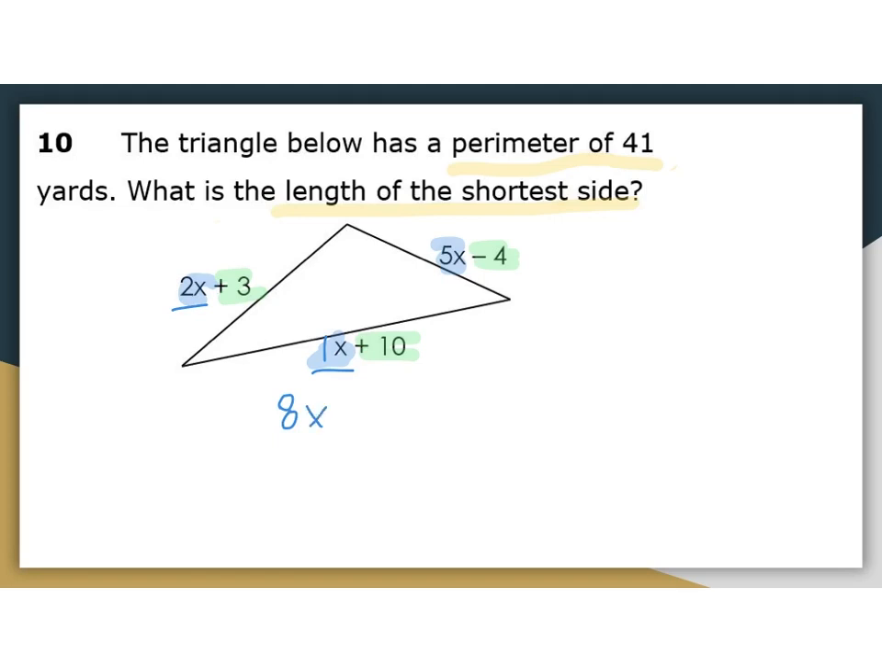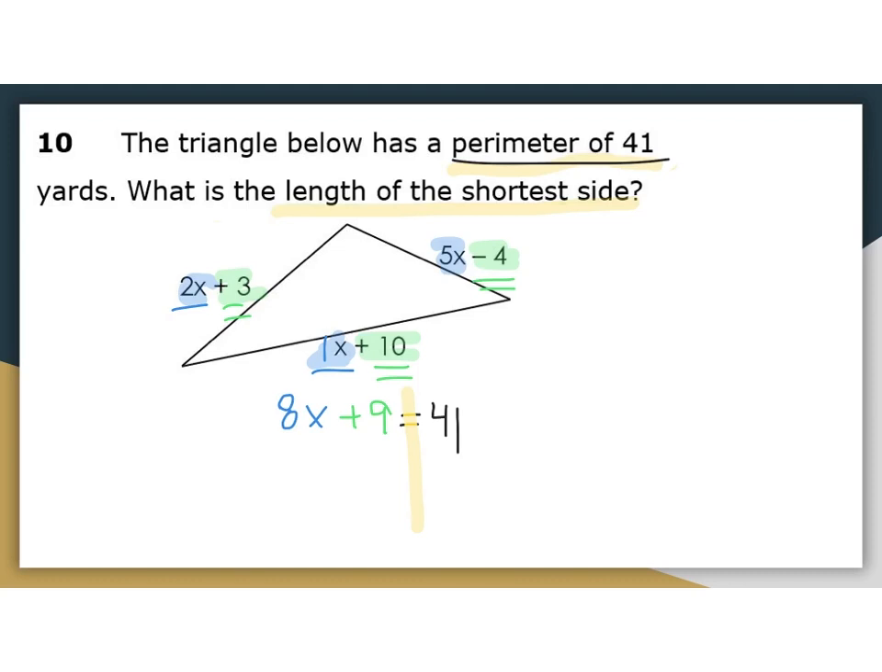Next, we have 3 plus 10, which is 13, minus 4 is 9. So this is going to be plus 9. And then it's going to be equal to 41 because that is our perimeter from the problem. Okay, so we have our equation. We're going to go ahead and solve by using inverse operations.